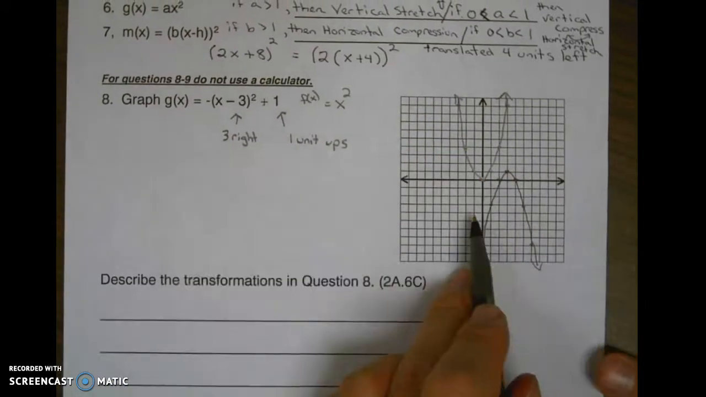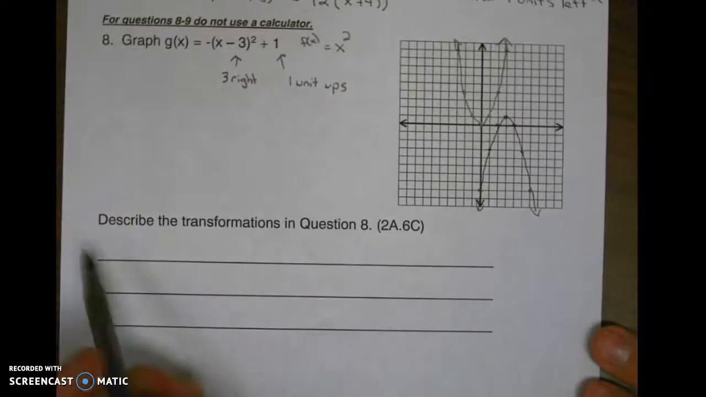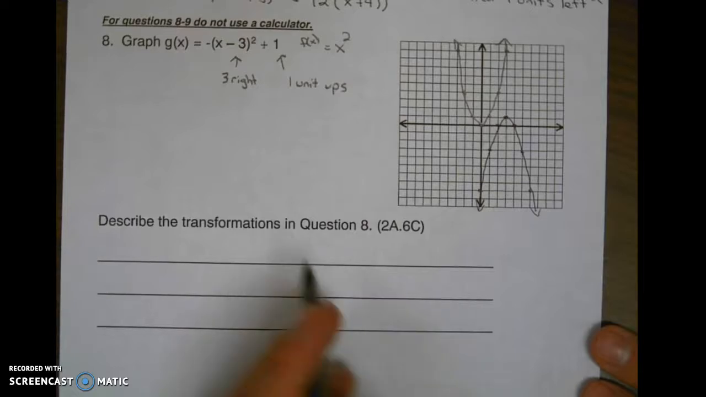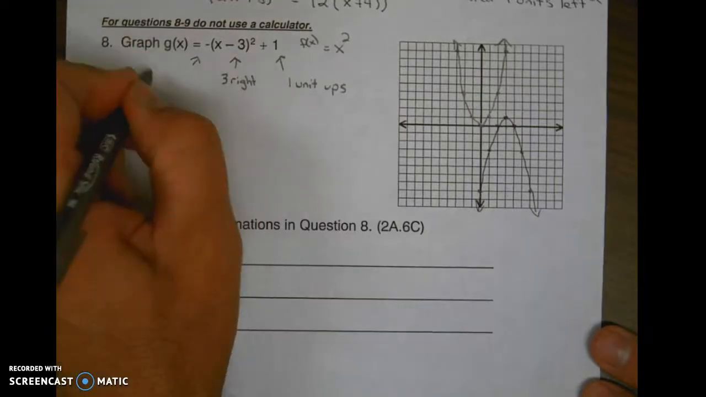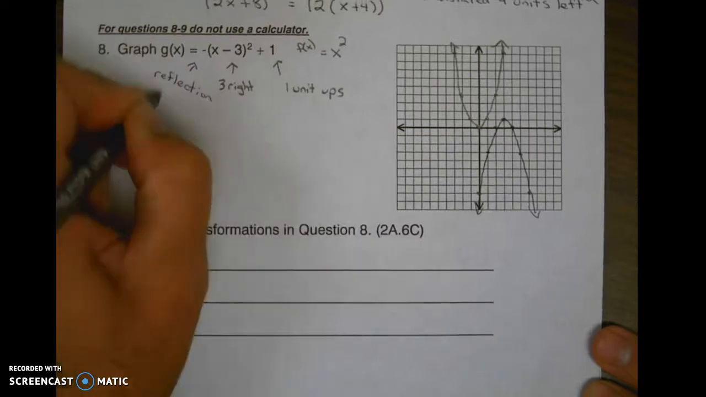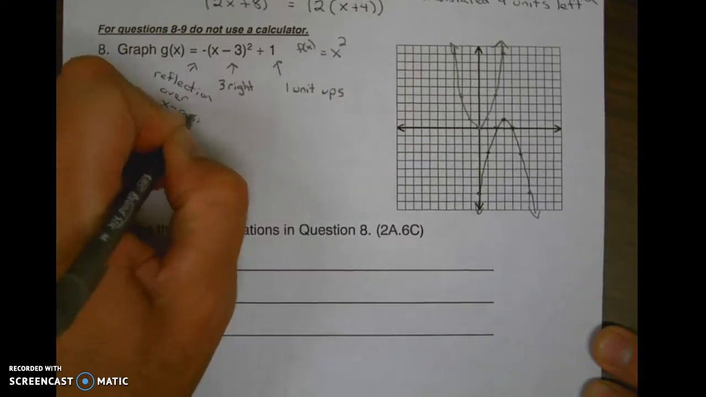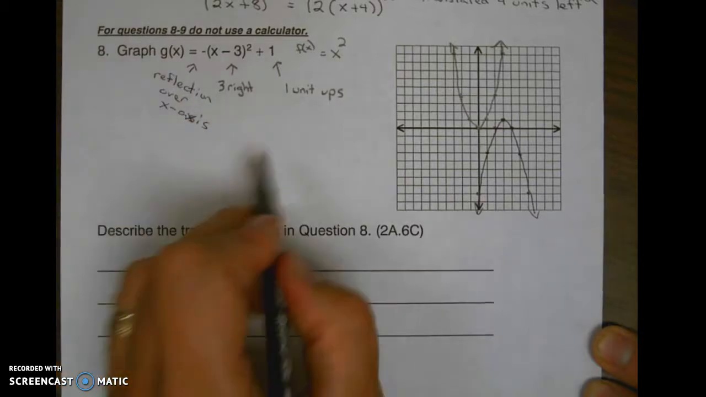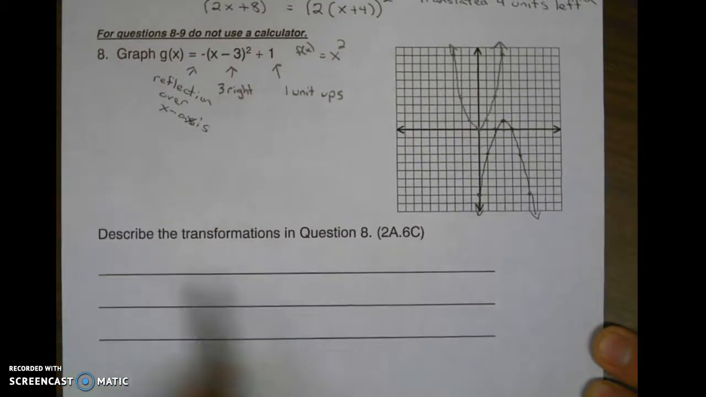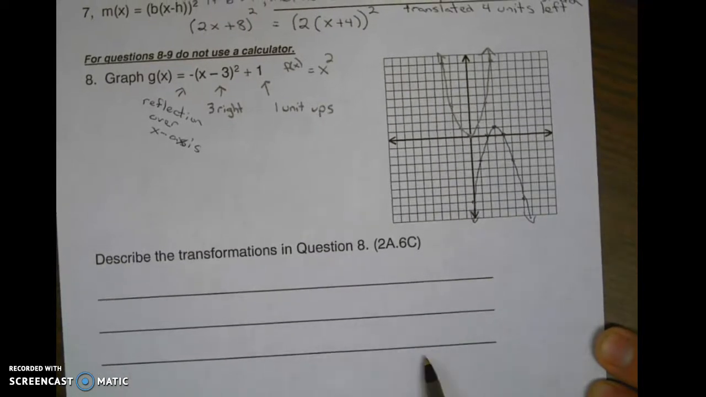Now after you graph it by hand, hopefully you're using a pencil, you can go ahead and check on your calculator, see if you got it right. So I'll describe the transformations. I kind of already did that. Okay, but remember, I want you to use proper vocabulary. Translated 3 units right. Translated 1 unit up. Reflected over the x-axis.